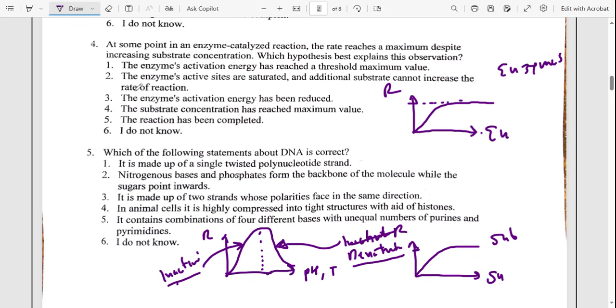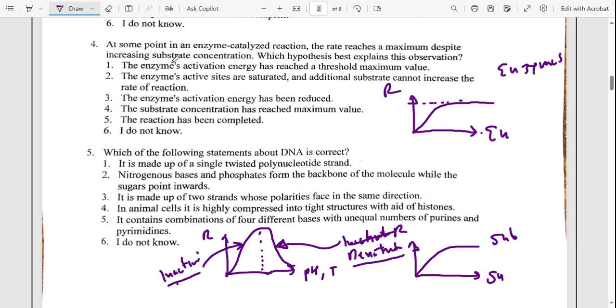Okay, so now we can answer question 4. At some point in an enzyme catalyzed reaction, the rate reaches a maximum despite increasing substrate concentration. Which hypothesis best explains this observation? The enzyme's activation energy has reached the threshold maximum value. The enzyme's active sites are saturated.